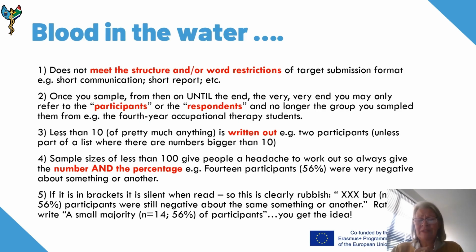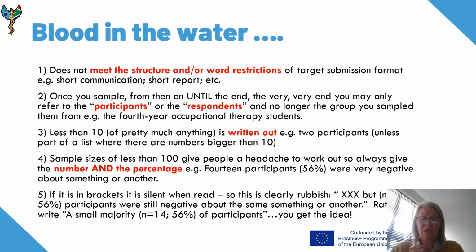You have to always cite the number and the percentage. So you're going to say 14 participants were very negative about something or another, and not just 56%, because 56% sounds bad. Even if, let's say it was 95%. Wow, that's really bad. You must have changed the curriculum. Meanwhile, 95% might have only been 22 students out of a group of whoever knows.